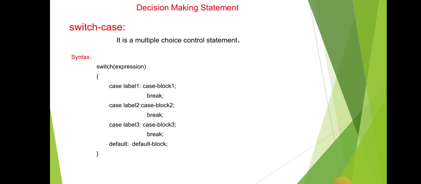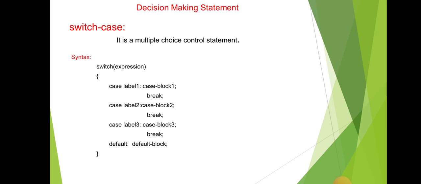The next conditional statement is switch case. Switch case is a multiple choice control statement. One expression is checked, and it is matched with more than one condition: case label 1, case label 2, case label 3. In this way it is used, otherwise the default block is executed.